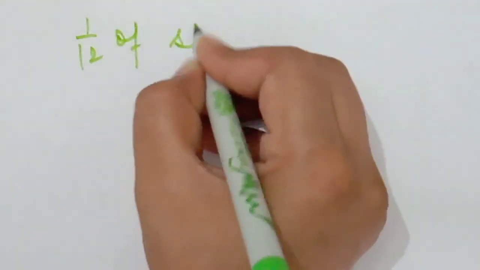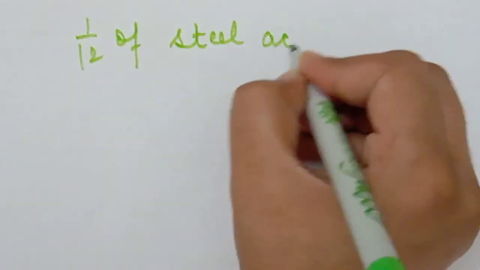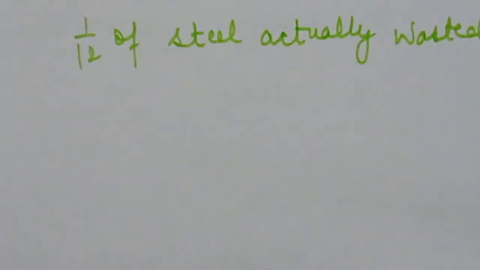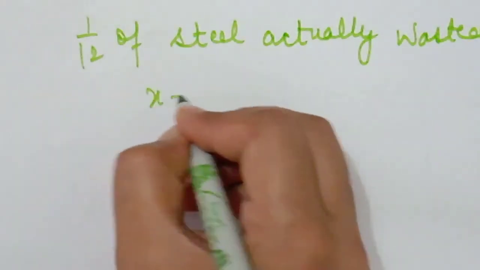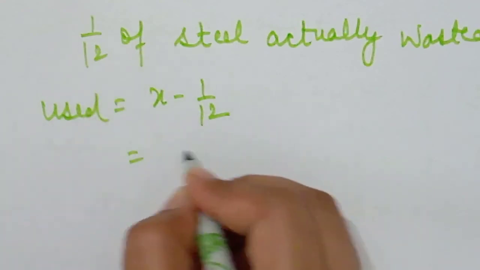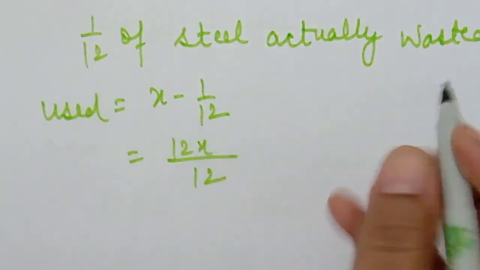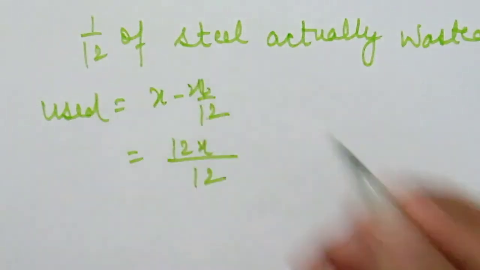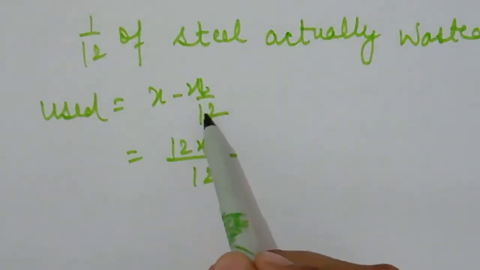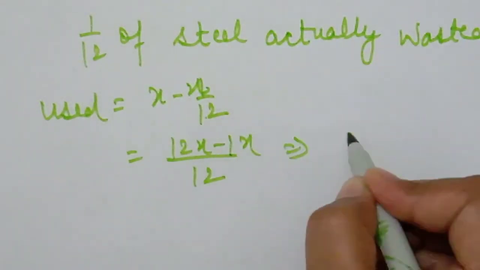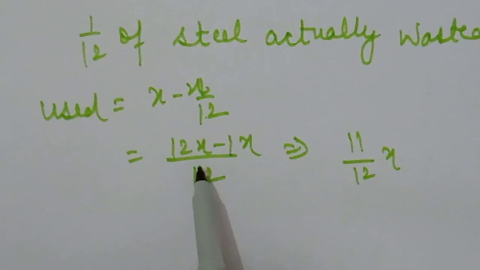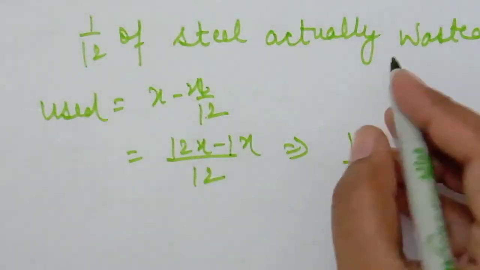1/12 of steel actually wasted. So how much steel is used? X minus 1/12 is used. Then when we solve and take LCM, then 12x upon 12, because if 1/12 of x is wasted from the total, so x by 12, then 1x minus x by 12 is 11/12x. If you are not understanding properly how we will solve this, then you learn like this.